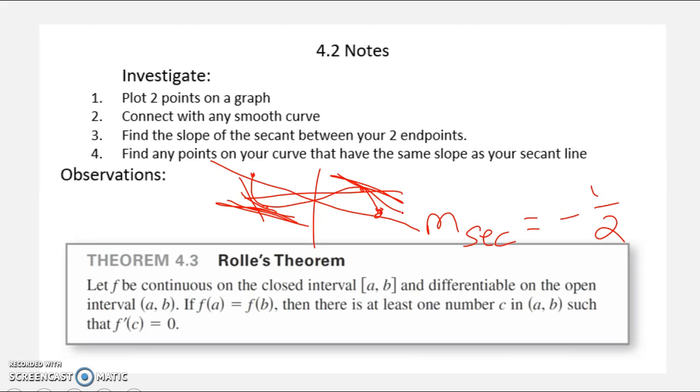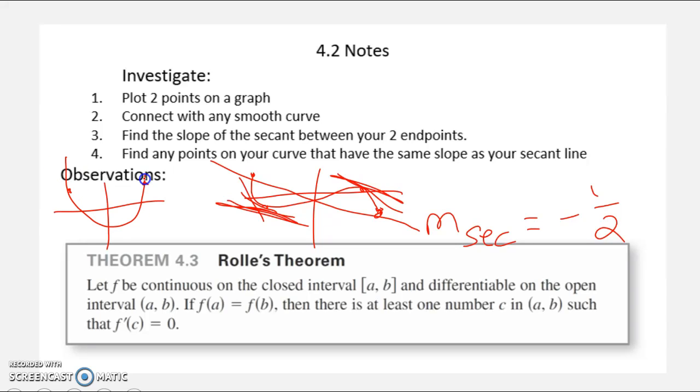If our function is continuous on the closed interval from a to b, and it's differentiable, and if the function value of a equals the function value of b, then there's going to be at least one number c such that the derivative equals 0. Now, it might seem a little confusing because in Rolle's theorem, unlike in our investigation, points a and b have exactly the same values.